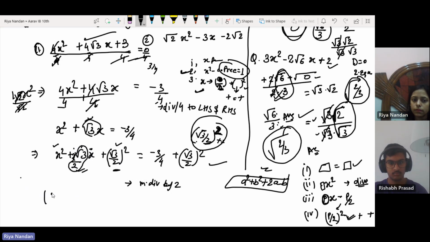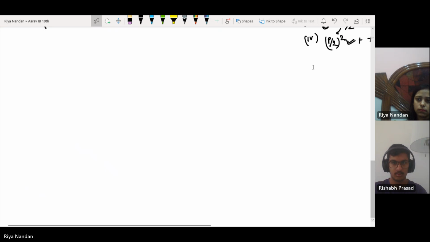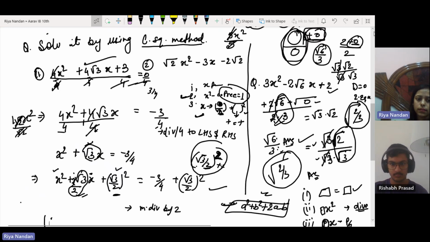A is what? A, root three. A is what? One. A, according to this square formula, what is a? X square. Only x. Only x, right? Clear or not?